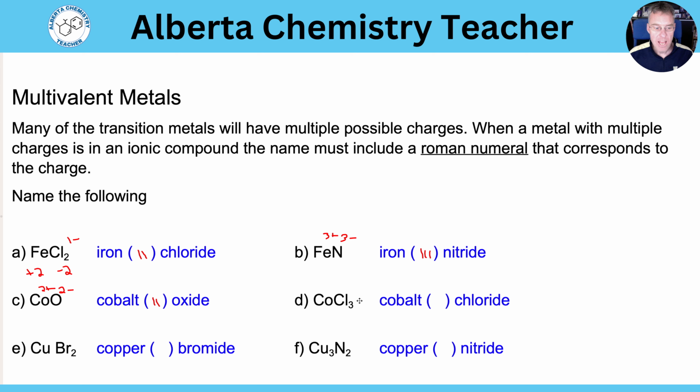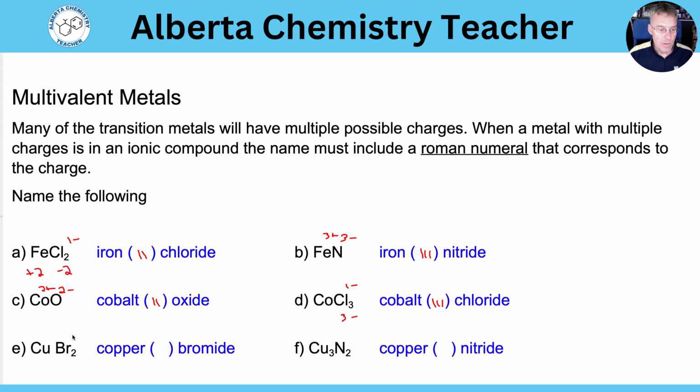Fairly straightforward. F is the only one that's really going to have a little bit more of a complication. Chloride is 1 minus, but there's 3 of them, so that's 3 minus. So our cobalt has to balance that out. So it is 3 plus. So we use a Roman numeral 3. I'm not bothering to put the vertical lines. It just slows me down, but you would often see that.